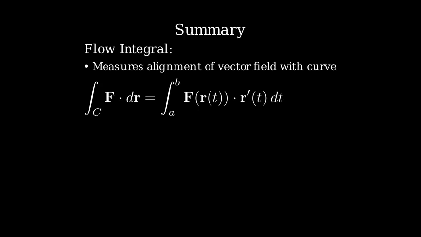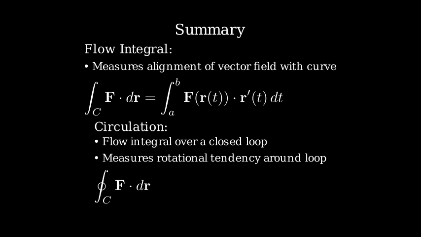The flow integral measures how much a vector field aligns with a curve. It's calculated as the dot product of the vector field with the tangent vector to the curve, integrated along the entire curve. Circulation is a special case of the flow integral, where the curve is a closed loop. It measures the rotational tendency of the vector field around the loop.